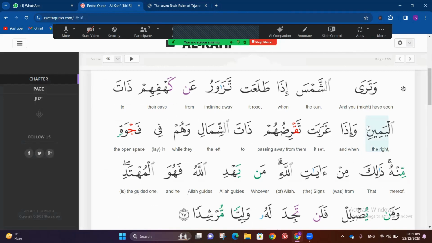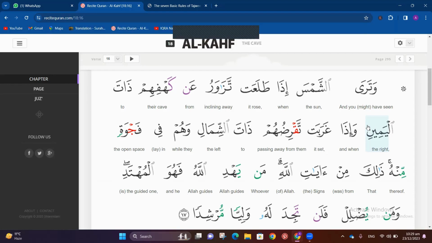Okay, so in wa we are going to make our lips round. وترى, ra is going to be heavy. وترى, ta is light. Okay, ta is light. وتا وترى الشمس شمس وترى الشمس إذا طلعت.